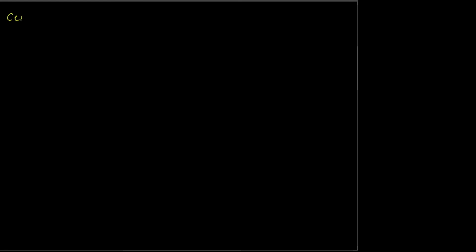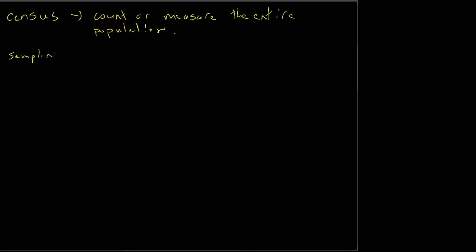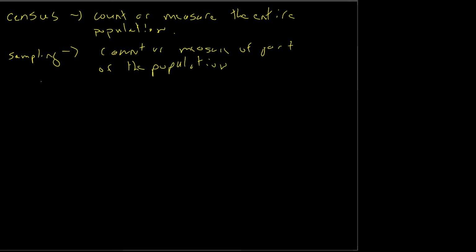One of the first things we can do is take a census. Our first sampling technique, we can take a census. And that means we count or measure the entire population. And then we can do a sampling, which is a count or measure of part of the population. And I hope you can appreciate, we're going to spend a lot of time with sampling because a census is hard to do. And even with the best sampling, you can sometimes get sampling error.